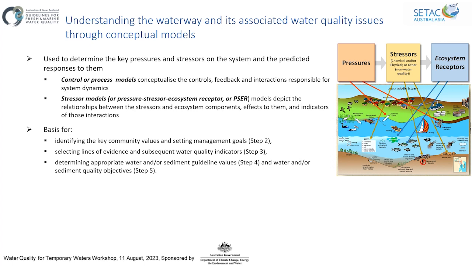So from all of that understanding, we've got a basis for identifying the key community values, setting the management goals, which Ross will talk about, selecting the indicators for the various lines of evidence at step 3, and then determining the appropriate water or sediment guidelines at step 4 and the subsequent step for the water quality objectives.